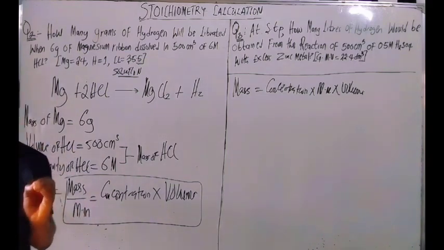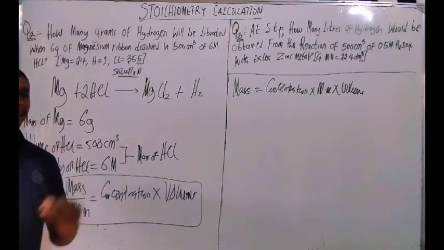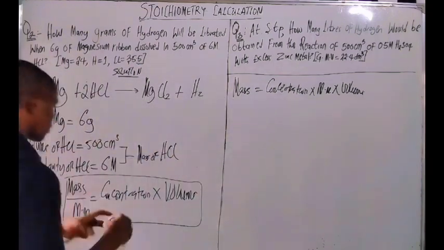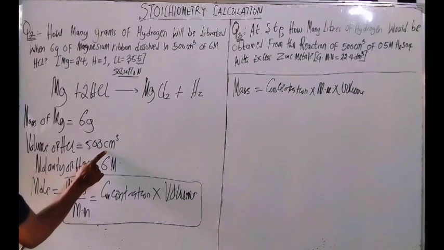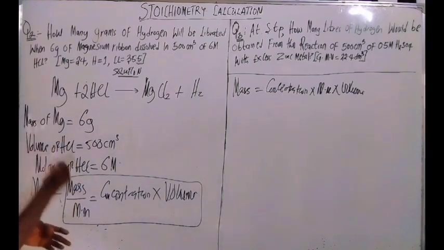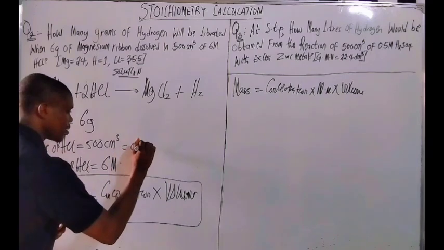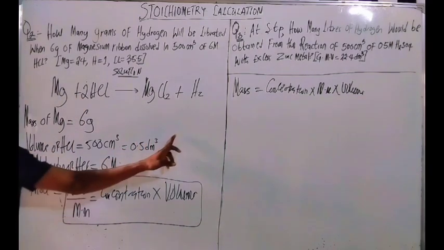How do we convert cm³ to dm³? Whenever you see cm³ here, I want to convert it to dm³. Divide by 1000. Do you understand? So to convert cm³ to dm³, what I want to do here is divide by 1000. If you divide it by 1000, you have 0.5 dm³. Do you understand? So that is the volume.